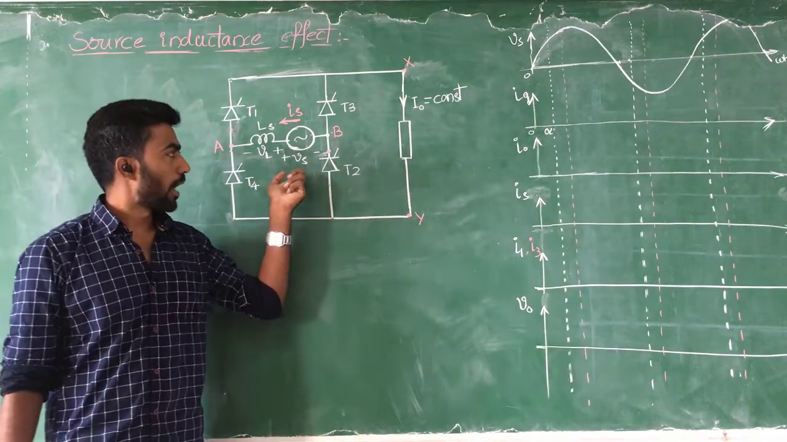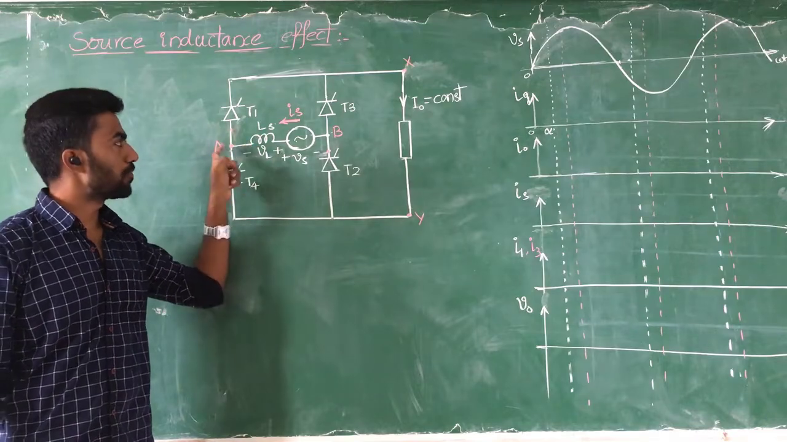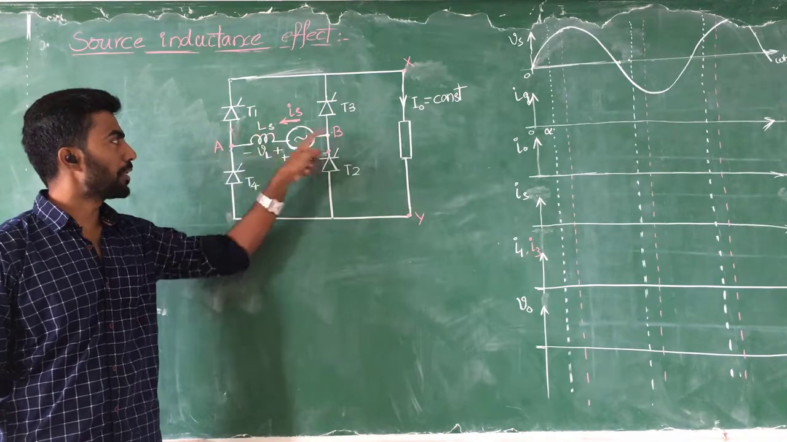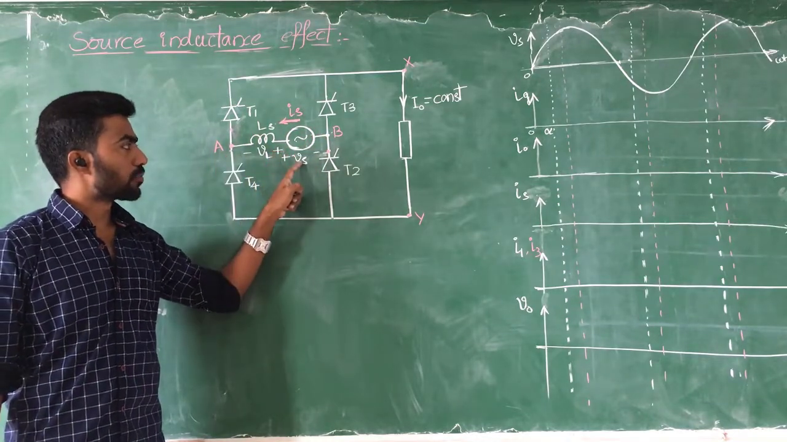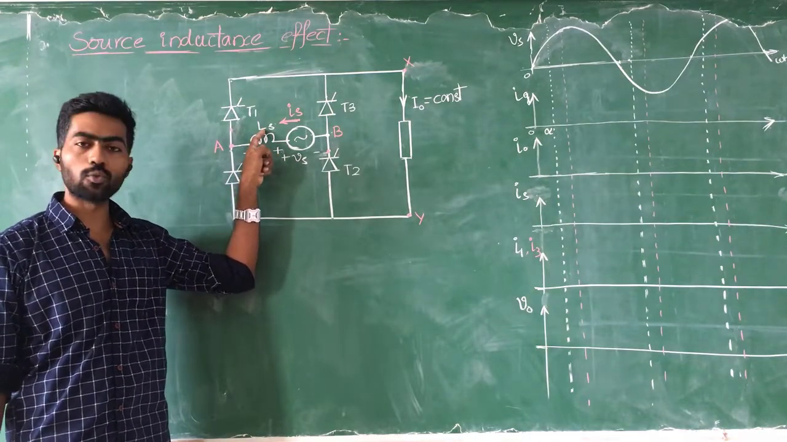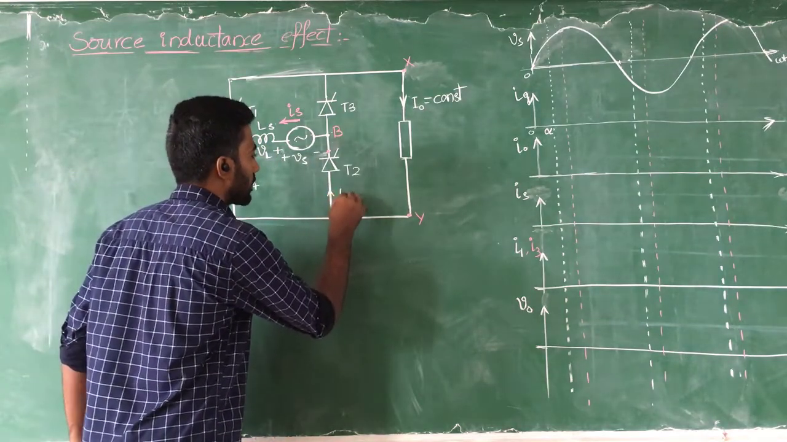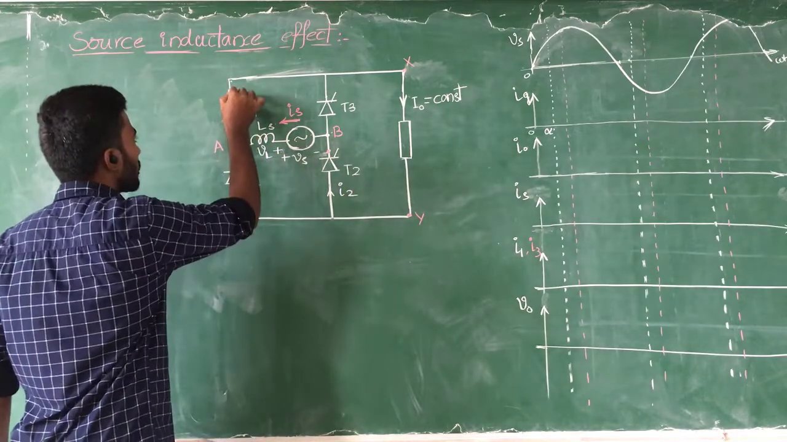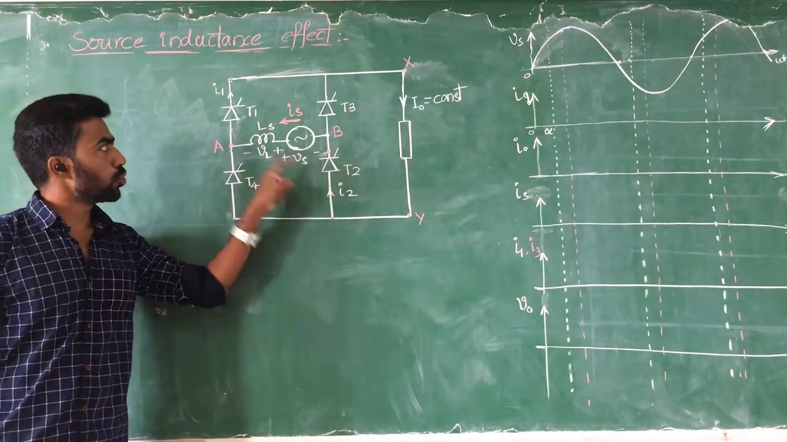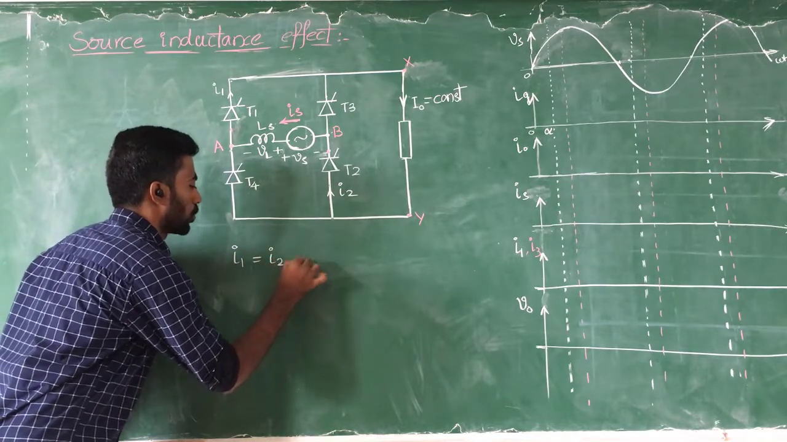If we redraw this circuit, it will look like this. We have connected the source as well as the source inductance between node A and B, and this is the current direction, flowing from node B to node A. This is the supply voltage Vs, the voltage across the inductance is VL, and the source inductance value is LS. Clear? The currents flowing through these converters: let us take this as I2 current and this one as I1 current. These two currents are equal in magnitude, so I1 is equal to I2.